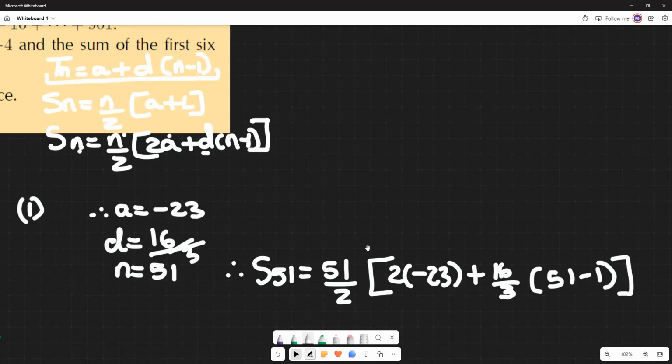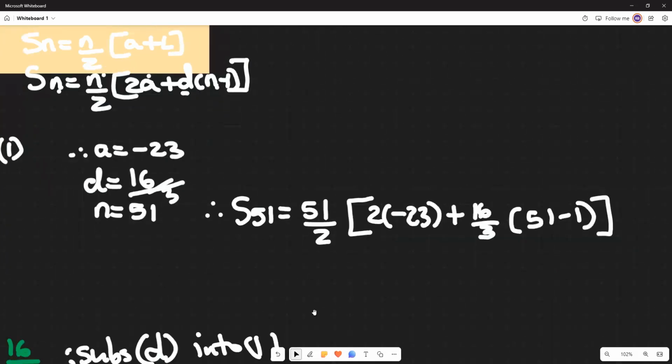Which becomes, let's see, let's all press that on a calculator. So we have 51 over 2 in brackets 2 times negative 23 plus 16 over 3. And then you have 51 minus 1. That gives us 5627.